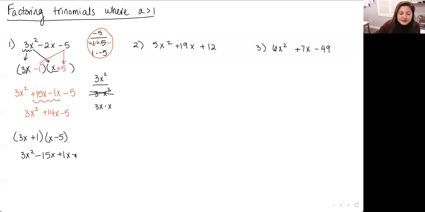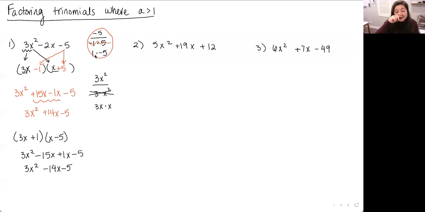I hope you guys noticed the look on my face and I was like, wait, what? That's not the right answer. And here's why. We still have this -15x, right? So now I'm going to end up with 3x squared minus 14x minus 5. That's not okay either. So what does that mean?